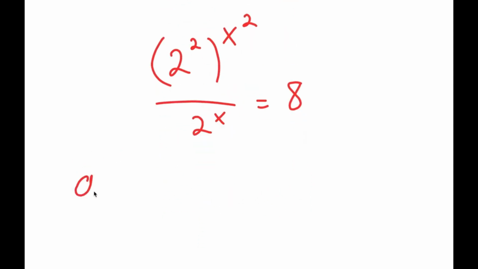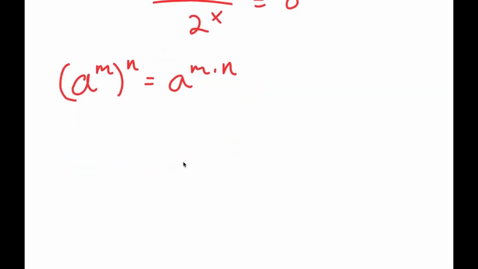And if I have something in the form a to the power of m to the power of n, this is equal to a to the power of m times n. So 2 to the power of 2 to the power of x squared is going to equal 2 to the power of 2 times x squared. Now I have this over 2 to the power of x is equal to 8.